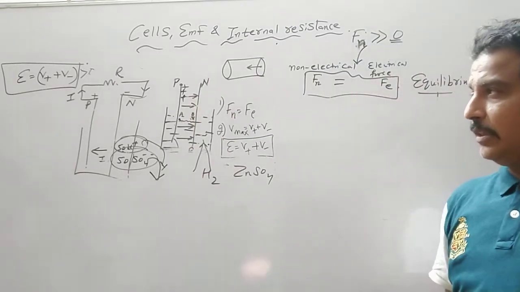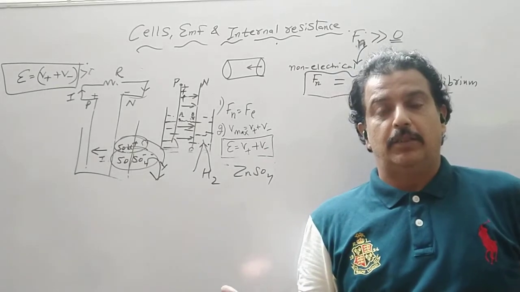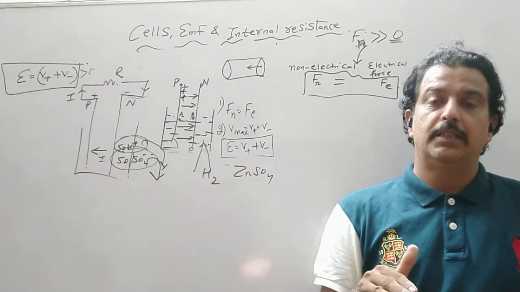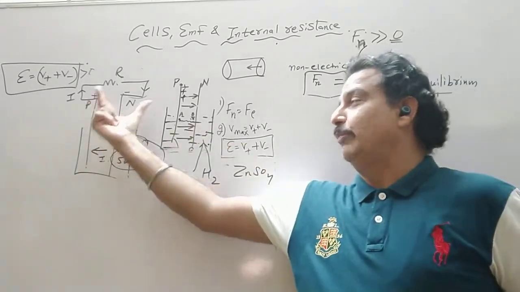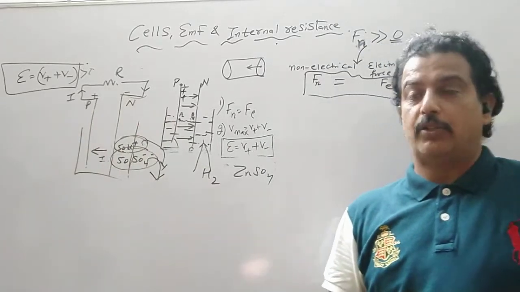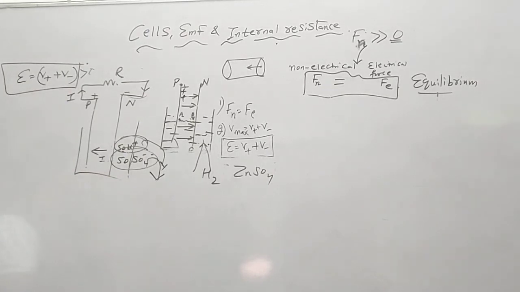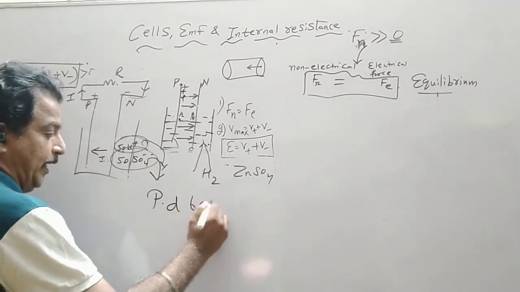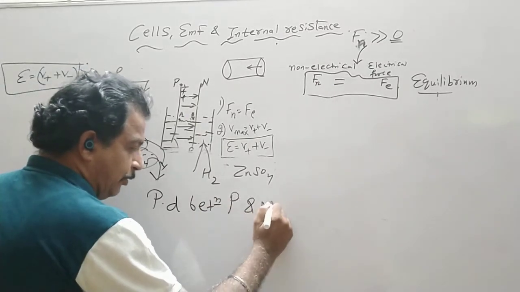So we call it the opposition offered to the current. But inside, it is actually the opposition offered to the ions by the electric field which is established between the positive and the negative electrode, which is called internal resistance. Now what is the situation? Now what is the potential difference between the positive rod and the negative rod?